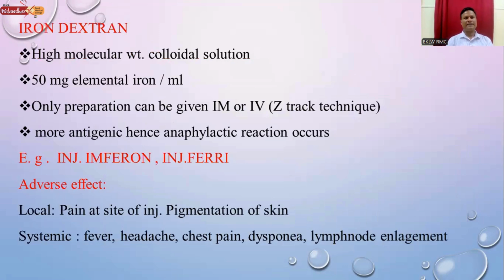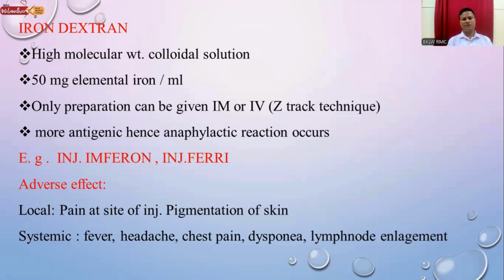First one, iron dextran. Iron dextran is the oldest parenteral iron preparation. It has been in use for the last 50 years. It is a high molecular weight colloidal solution. It contains 50 milligram of elemental iron per ml, and it is the only preparation that can be given by either intramuscular or intravenous route.